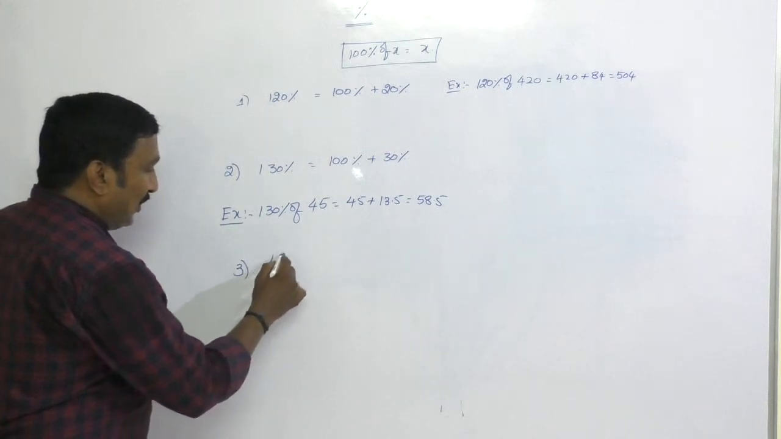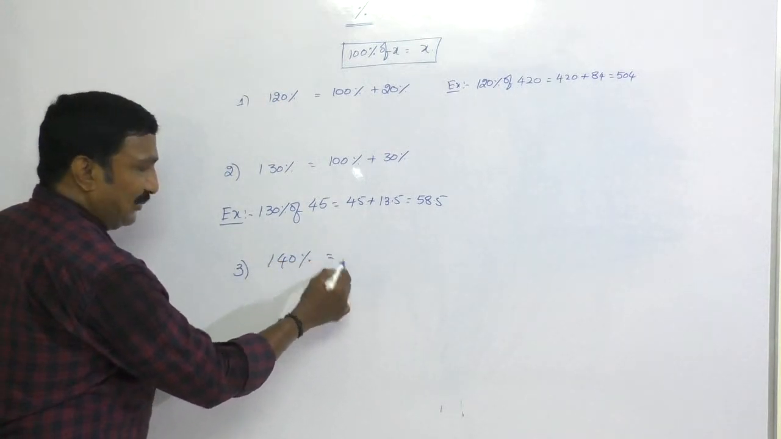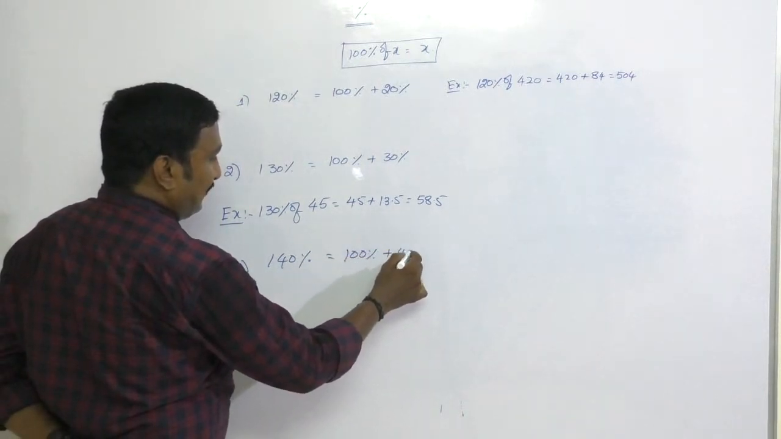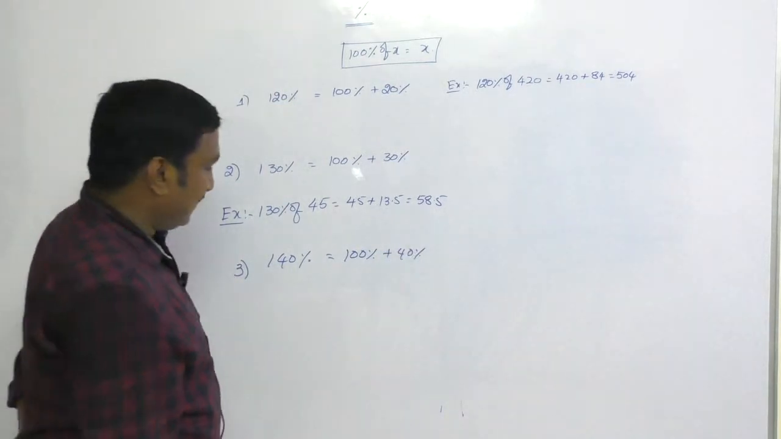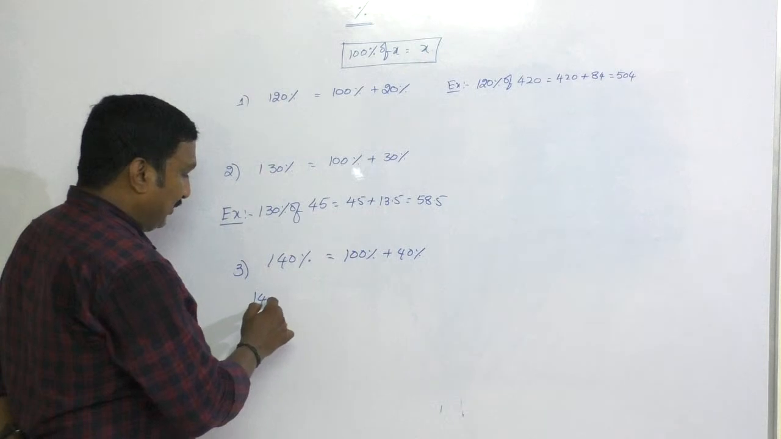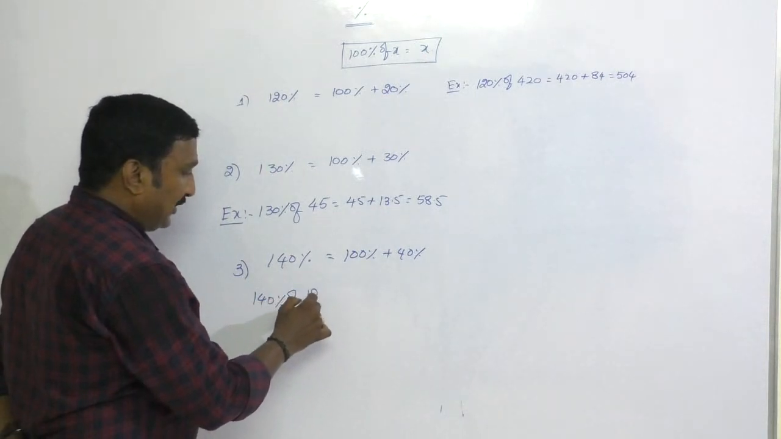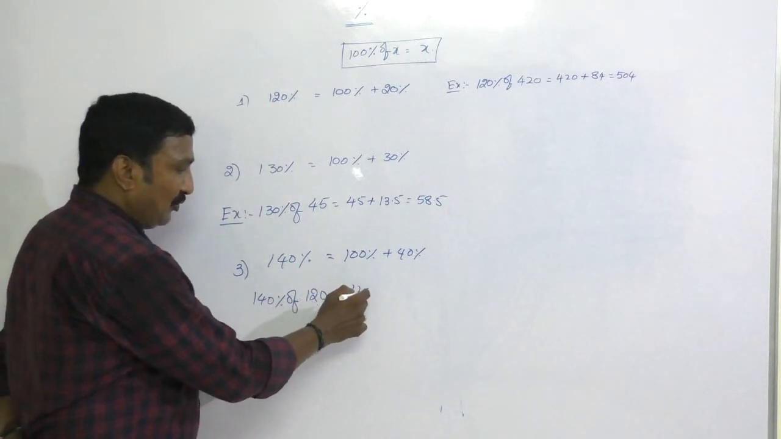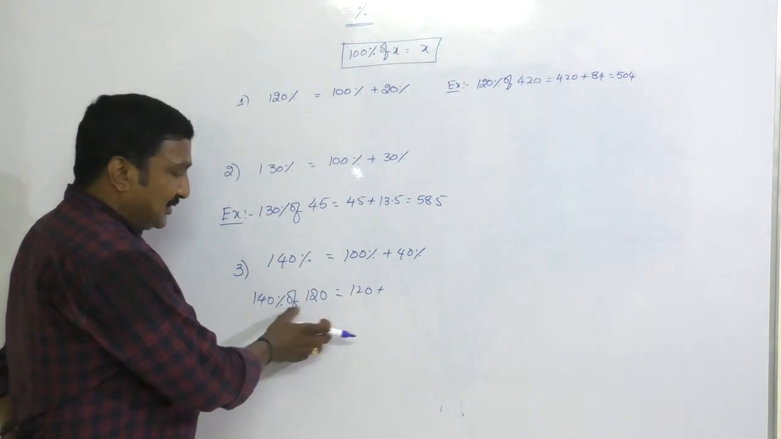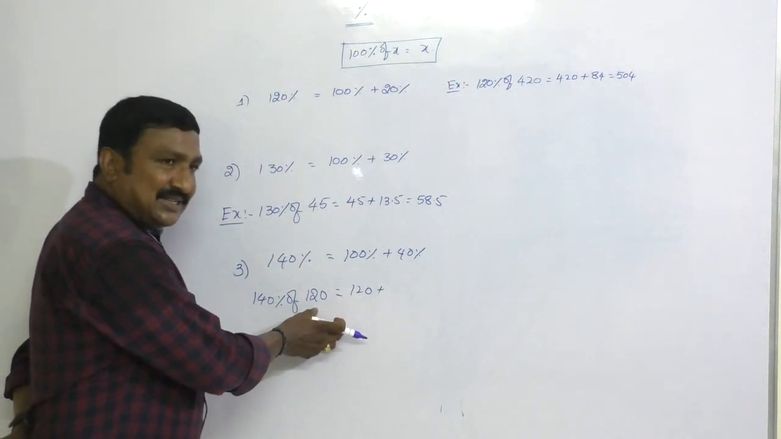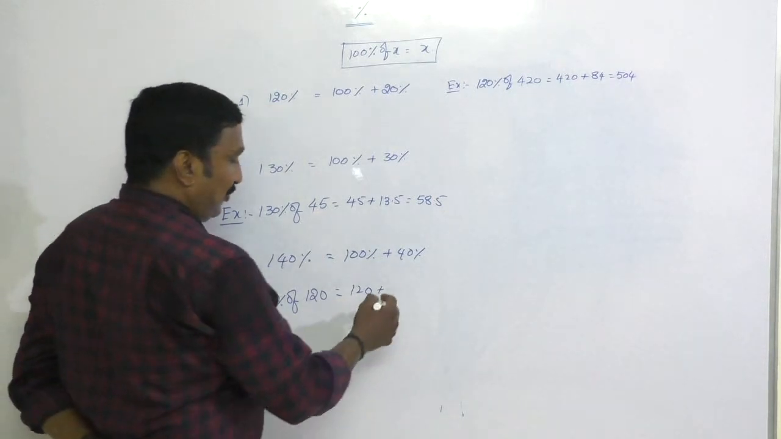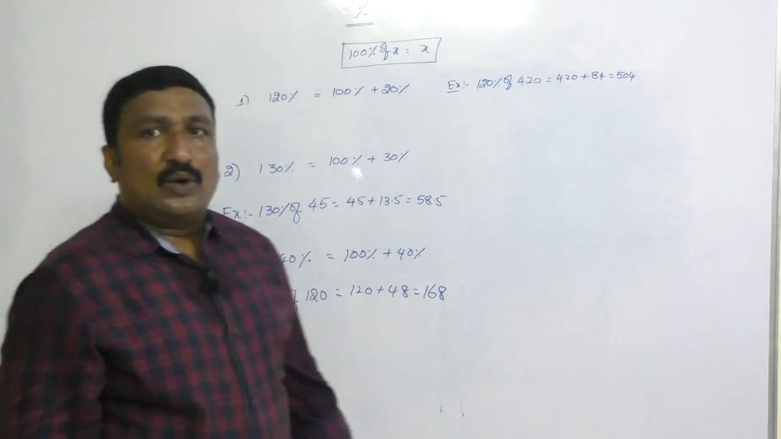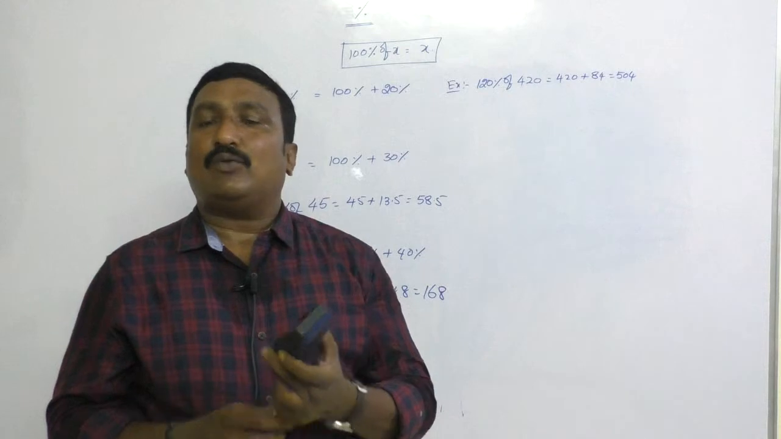Similarly, 140%. 140% is nothing but 100% plus 40%. Clear friends? Yes or no? That means I want to calculate 140% of 120. 100% is equal to 120. Now I want to calculate 40% of 120. 10% is equal to 12, so 40% is equal to 48. 120 plus 48 is equal to 168. Okay friends, like that we can calculate till 140%.